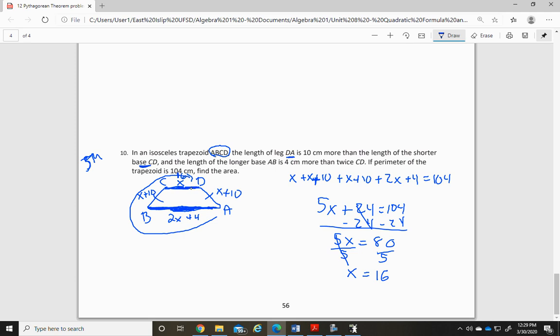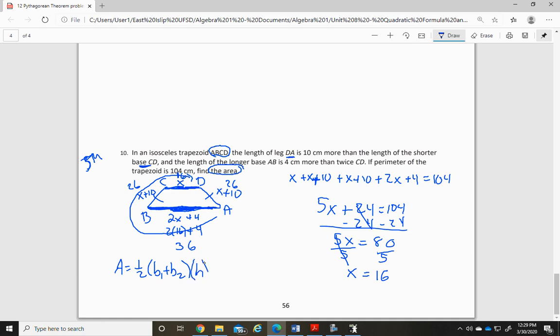So this smaller base is 16. 16 plus 10, one of the legs is 26 and the other leg is 26. And the larger base, 2 times 16 plus 4, turns out to be 36. So now I know all of the sides. What are they asking me for? Find the area. All right, so area of a trapezoid is 1/2 times b1 plus b2 times the height.